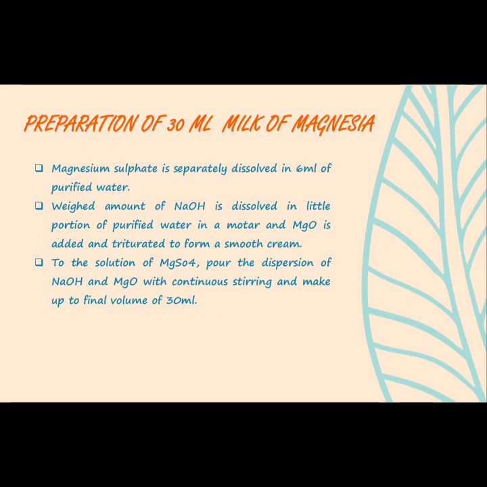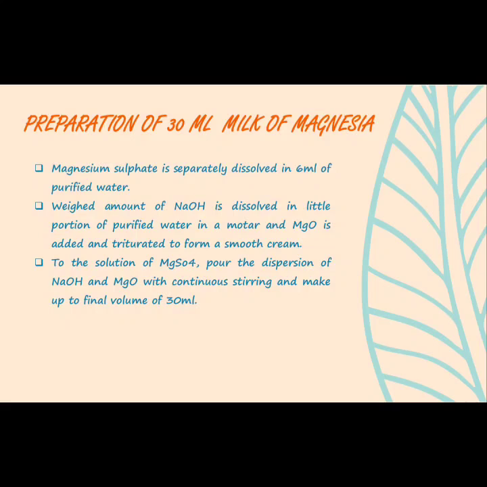Preparation of 30 ml of milk of magnesia suspension. Milk of magnesia is an aqueous colloidal dispersion of magnesium hydroxide. It is prepared by hydration of magnesium oxide. The chemicals used in this preparation of suspension are magnesium oxide, magnesium sulfate, chloroform, and distilled water.